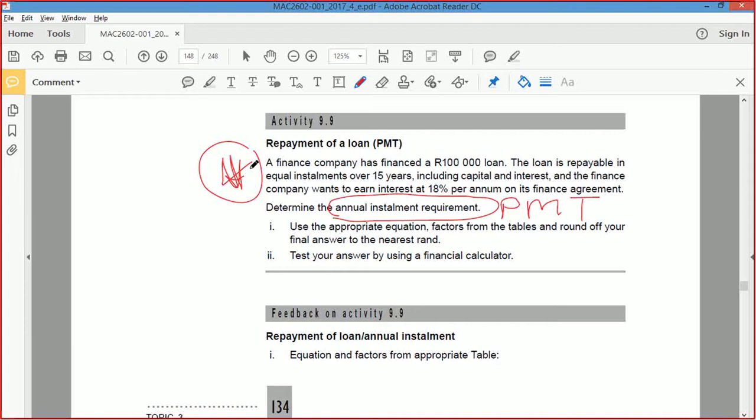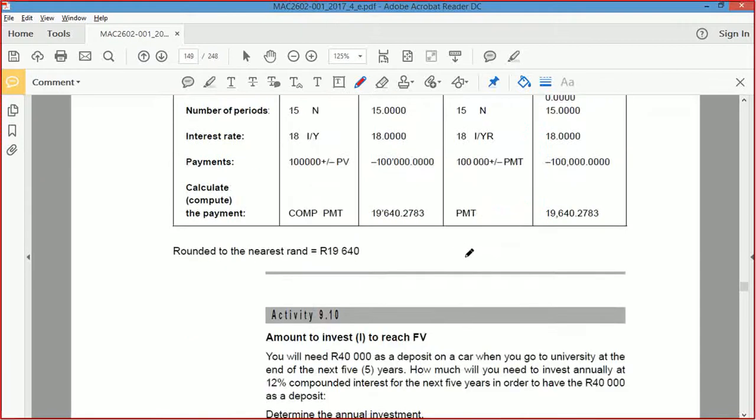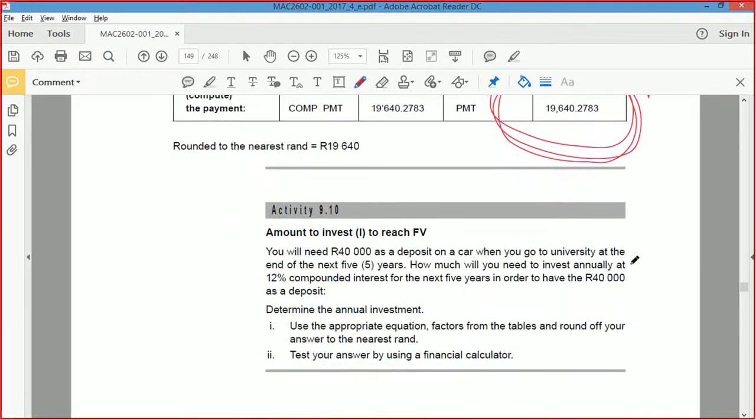I was about to say, because we're trying to work out payments. Trying to work out the payments, exactly. Good. Yes. Plug it in and solve. 15 years is my N. 18 is my I over Y. So for PMT, which is 19,640 and 28 cents. Got it. Good. Next.